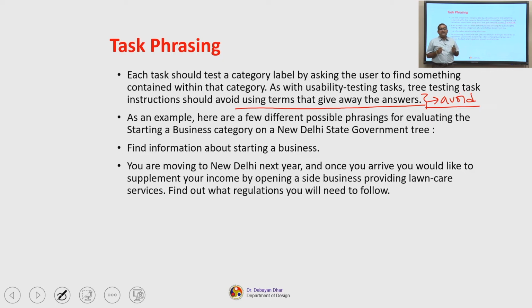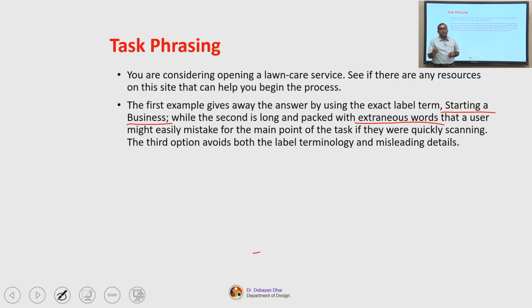For example, when you say that you want to open a side business and provide lawn care services, you are moving to New Delhi, and once you arrive, you would like to supplement your income by opening a side business providing lawn care services. Look at the words and then look at this one. You are considering opening a lawn care service, see if there are any resources on the site that can help you begin this process, right. So, the exact labels are being given away in the first one, the last one that I have discussed, not in this one.